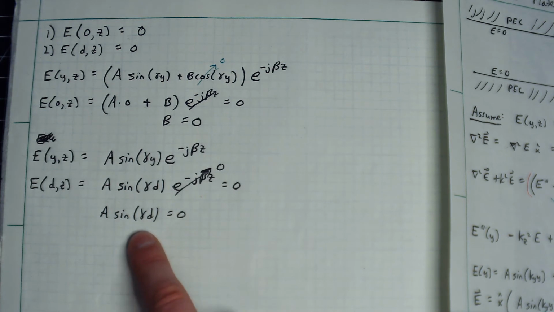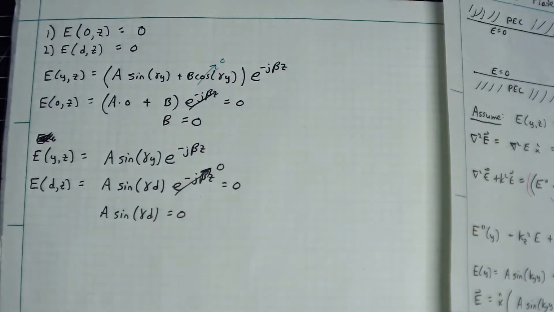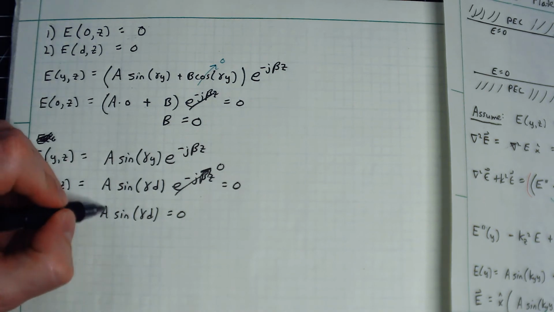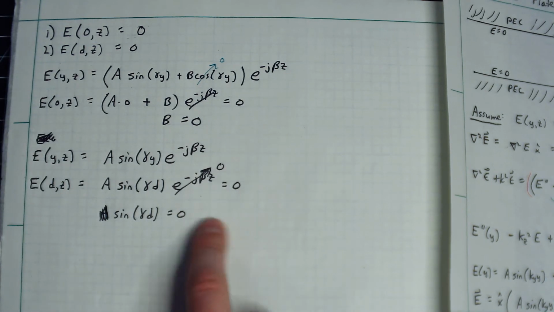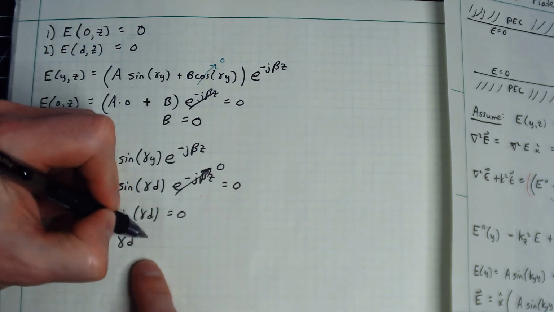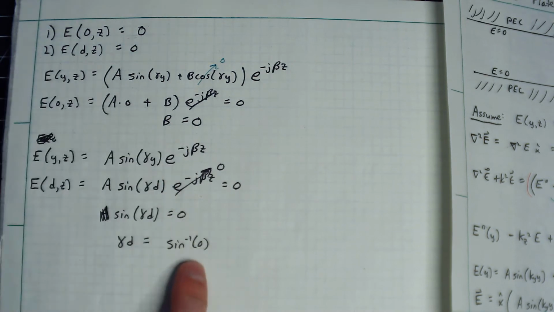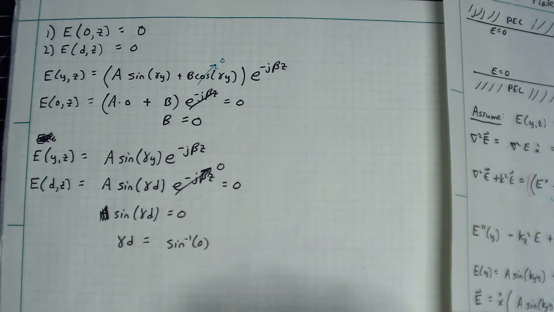So what does that tell us? Well, first off, this a factor here, it can be anything it wants. It just scales the system, either large field intensity or small, but it doesn't really do anything to the functional form of the system. So that term can divide away because of the 0 out here. And we are basically left with gamma d is equal to the arc sine of 0, which means, what's the arc sine of 0? What are all the angles where I can get 0 essentially?